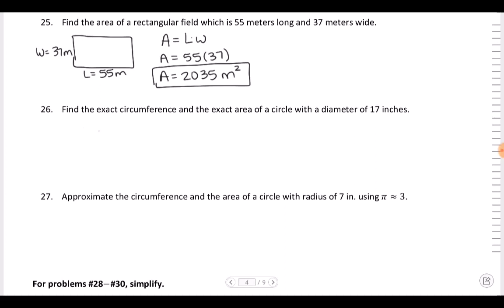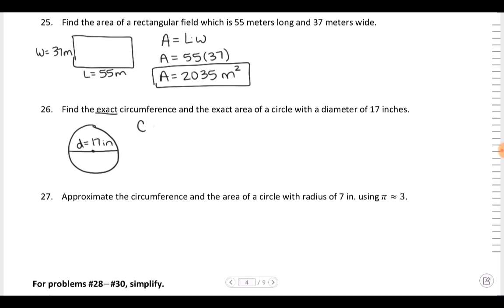Okay. Find the exact circumference and the exact area of a circle with a diameter of 17 inches. Okay, so we are going to draw a circle here. And diameter means it's the distance all the way across a circle that goes through the center. And so this is your diameter, and it tells me that it is 17 inches. So we want to find circumference, and it says exact. Exact means leave pi in your answer.